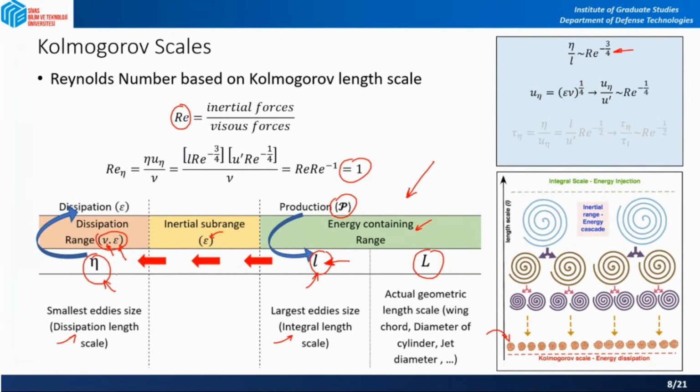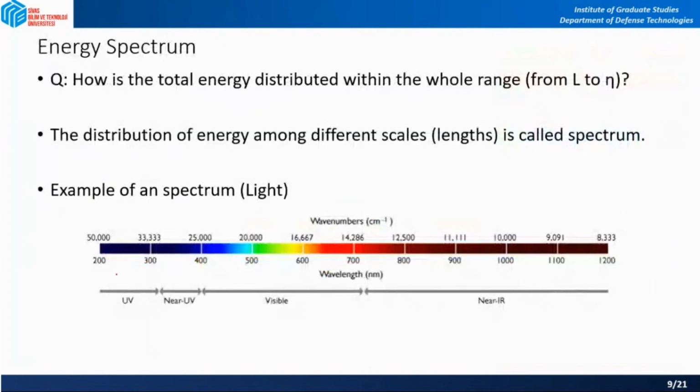Is it uniformly distributed, or is it changing? I mean, in some parts we have low energy level and somewhere else we have high energy levels. The distribution of energy among length scales from eta to L range is called the energy spectrum.